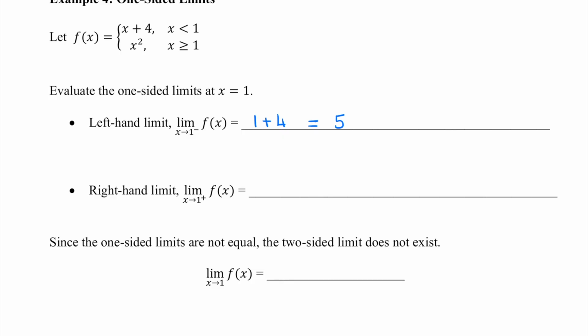Now, we plug in 1. So we have 1 squared, which is 1. So the right-hand limit of f of x equals 1.